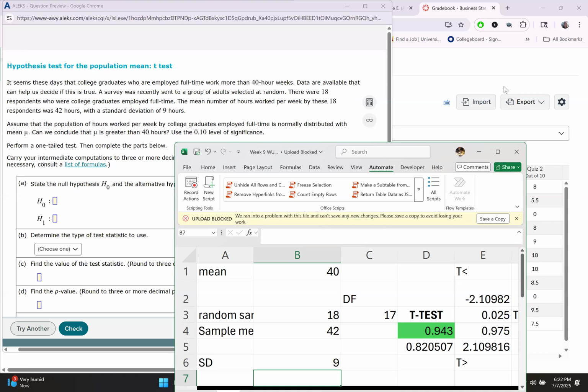Data are available that can help us decide if this is true. The survey was recently sent to a group of adult students selected at random. There were 18 respondents. That's a random sample size. When they did this, they said the mean hours that they worked was 42 with a standard deviation of 9 hours.